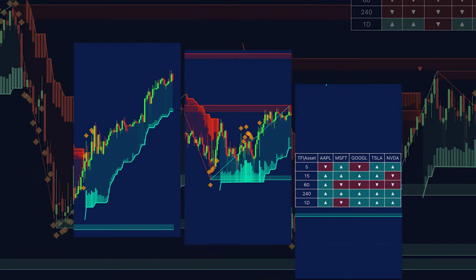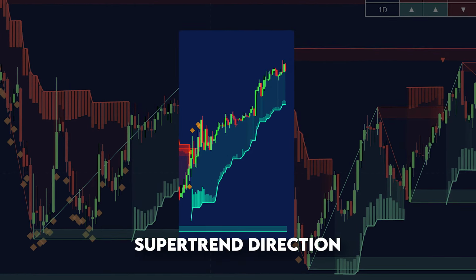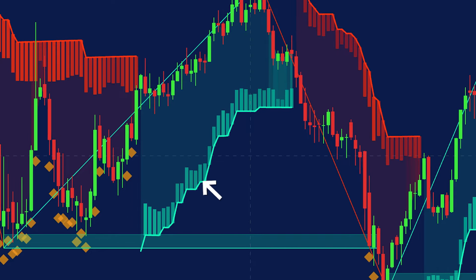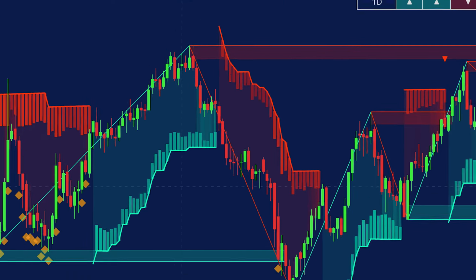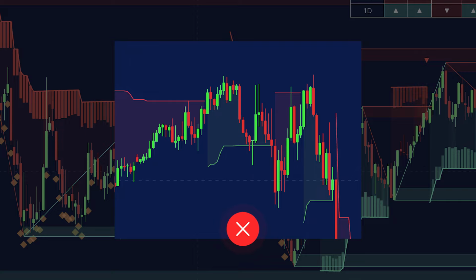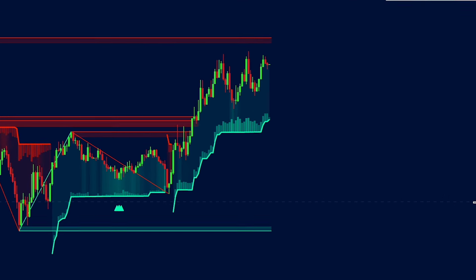Now, there are 3 ways to trade this indicator, each one more powerful than the last. First is the Supertrend direction. The foundation of successful day trading is knowing the underlying trend direction, and the enhanced Supertrend provides this with institutional-grade precision. And unlike basic Supertrend that uses static calculations, this version adapts to intraday volatility using optimized ATR calculations.